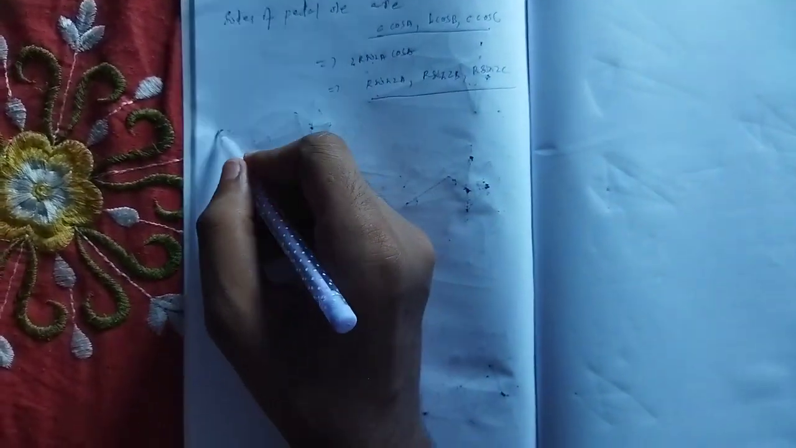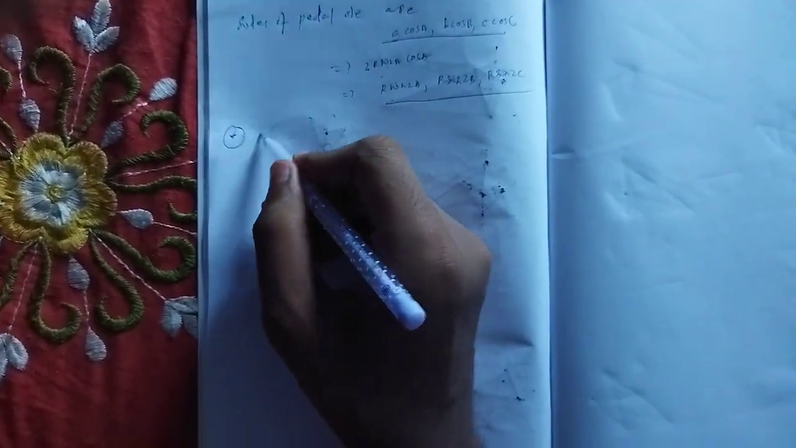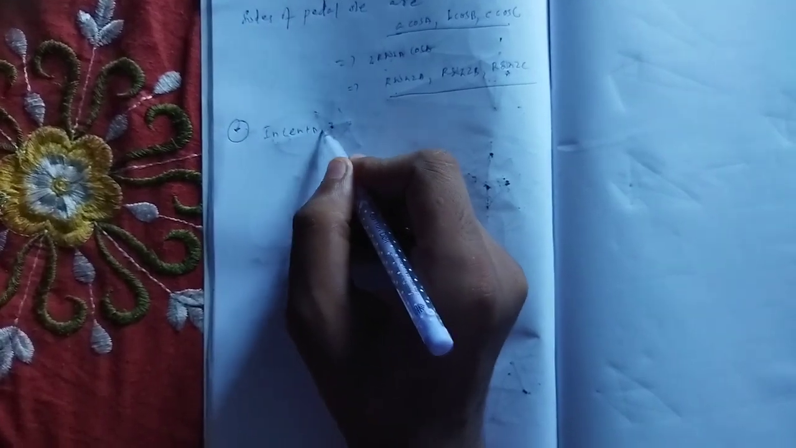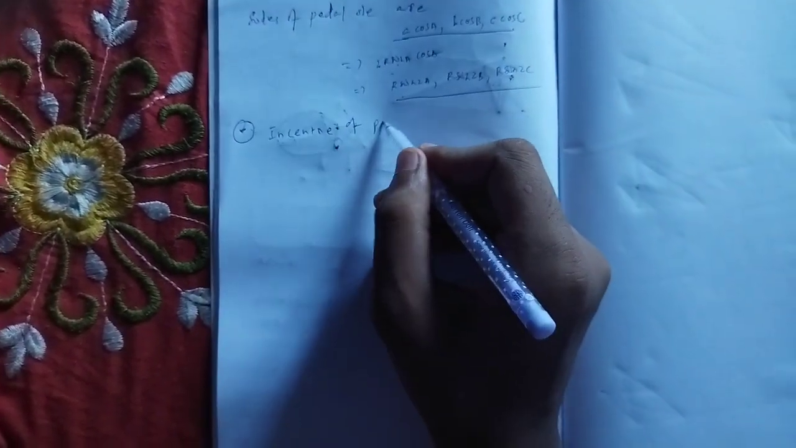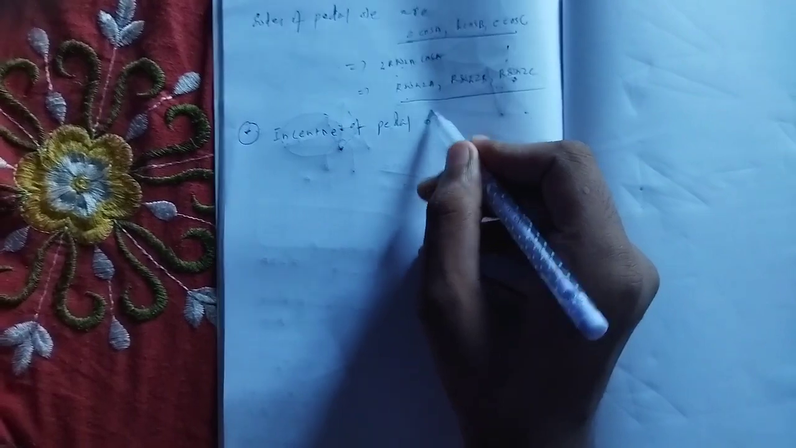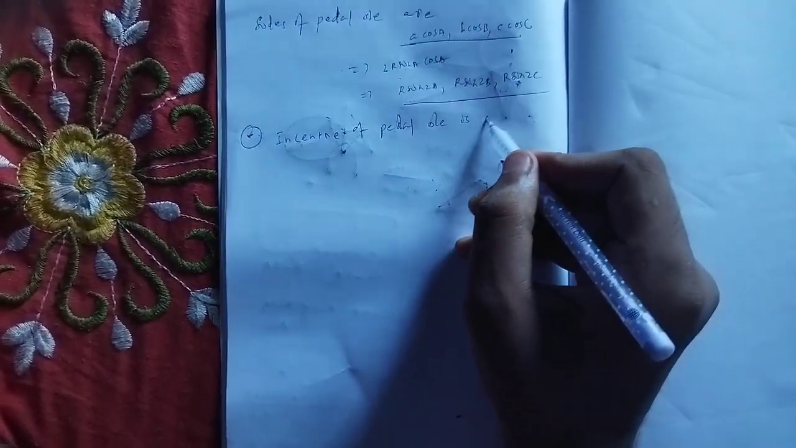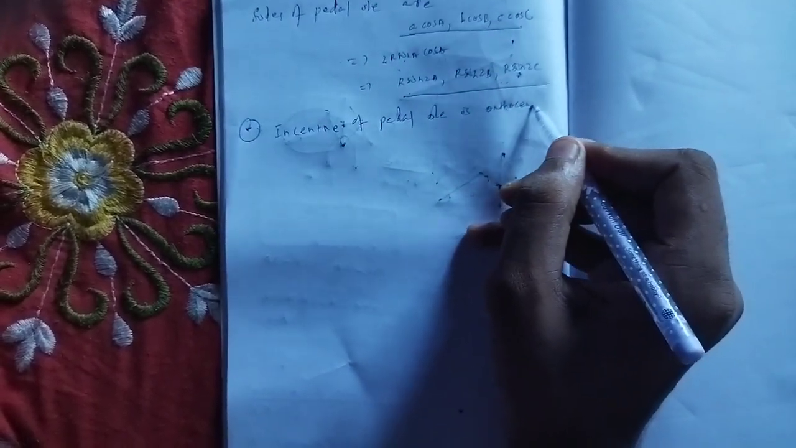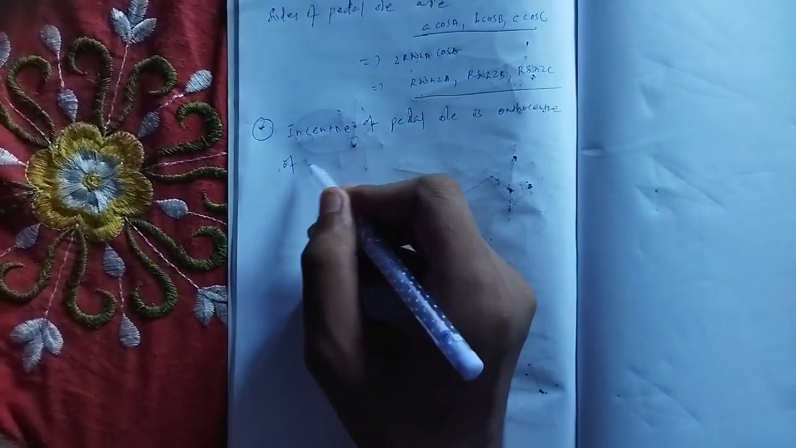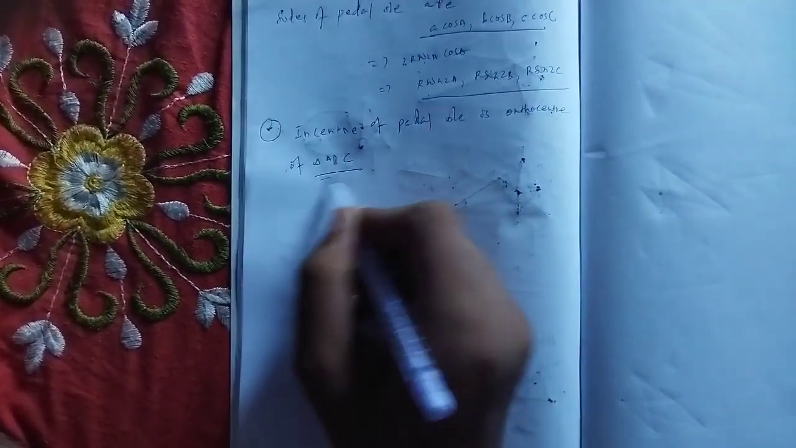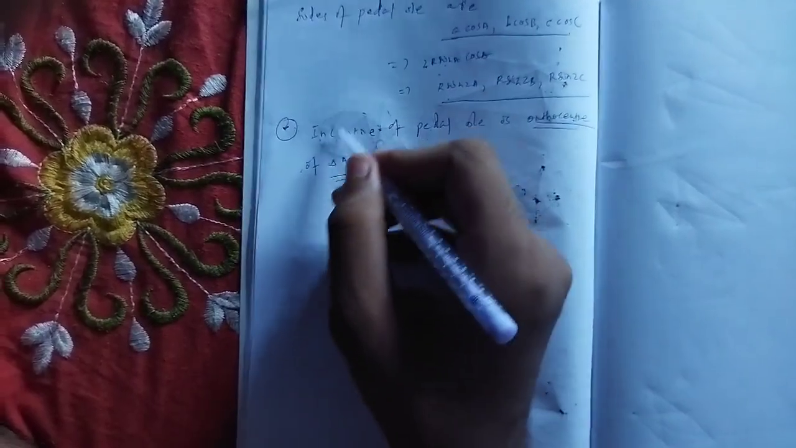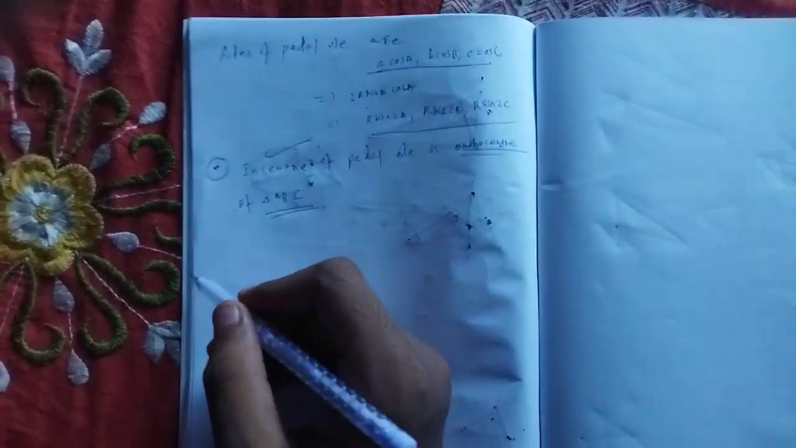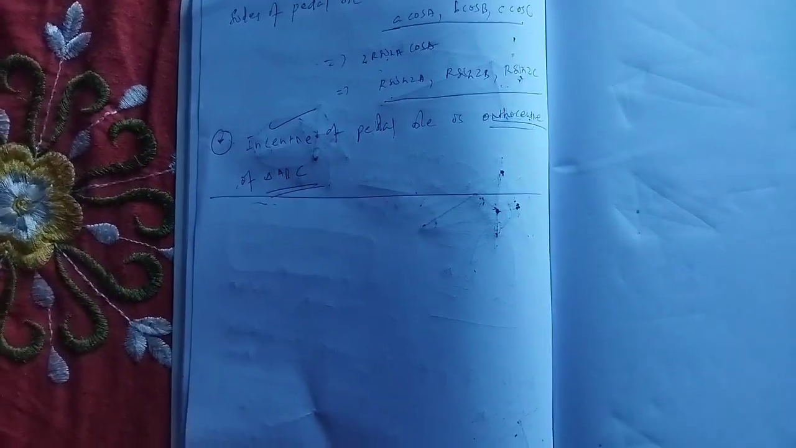So we can conclude that the incenter of the pedal triangle is the orthocenter of triangle ABC. The orthocenter of triangle ABC is the incenter of the pedal triangle. This is a very important conclusion. Questions will be asked.